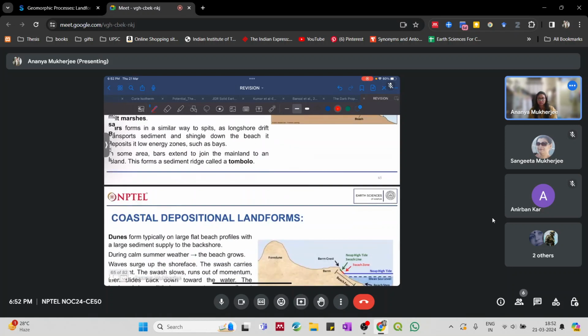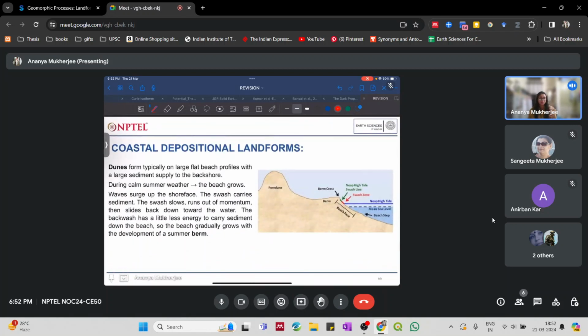And then you have the important depositional feature, the beach and the beach dunes. In summer, when the beach is growing, the dunes occur further back from where the water is having its wave action. So dunes are formed at the back part of the beach profile.